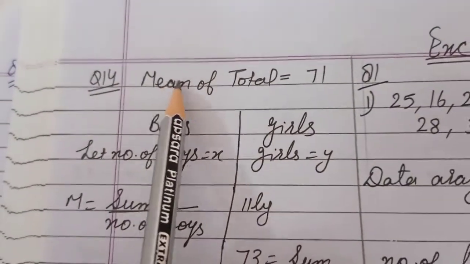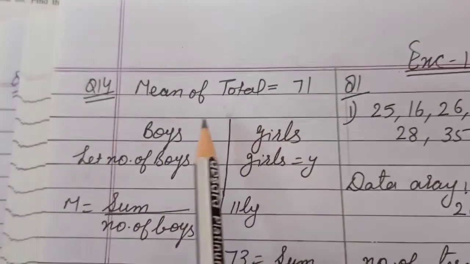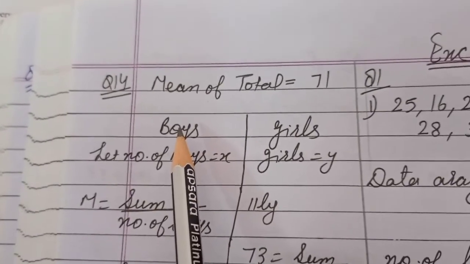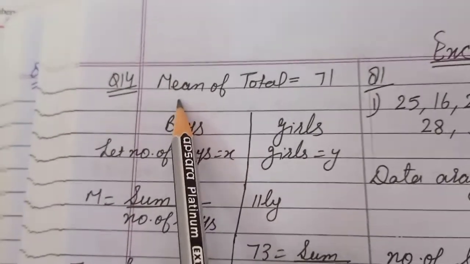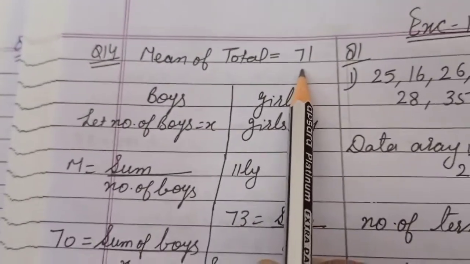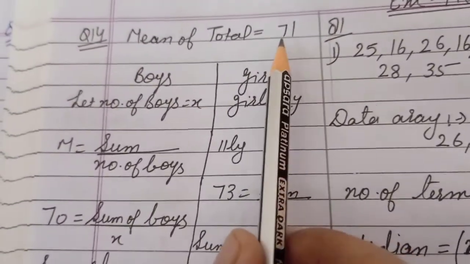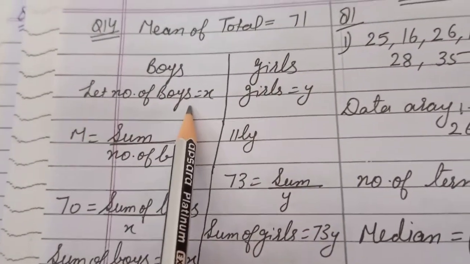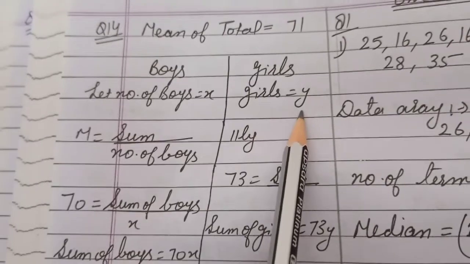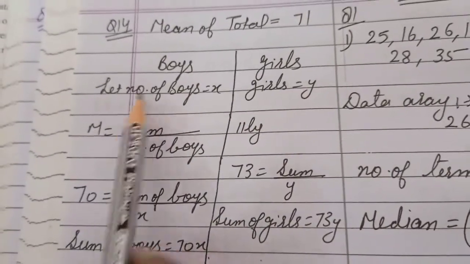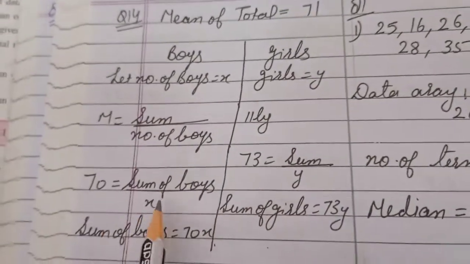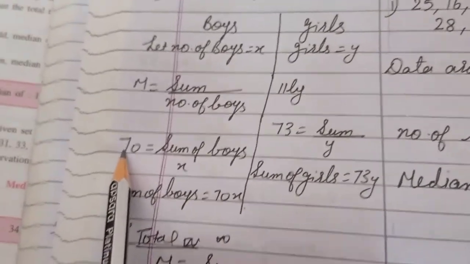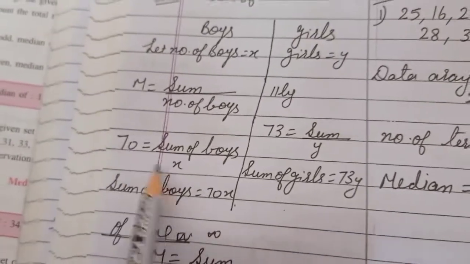The mean marks out of 100 of boys and girls in an exam are 70 and 73 respectively. If the mean mark of all the students in the examination is 71, find the ratio of number of boys to girls. We don't have the number of boys, we don't have the number of girls. So let the number of boys be x, number of girls y. Now the mean of boys is given, 70. So the sum of the marks obtained by boys is 70x.